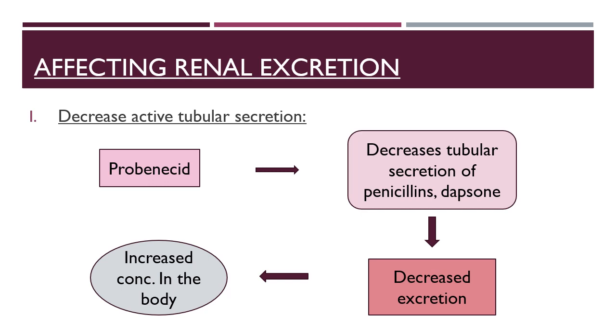So what will happen? When you give probenecid, it is secreted itself while the penicillin is conserved and its action may be prolonged. Another example is dapsone. There will be decreased excretion of penicillin or dapsone, and they will have higher levels, or the effect may last longer. Probenecid, note down, very important. Also, it is a uricosuric.